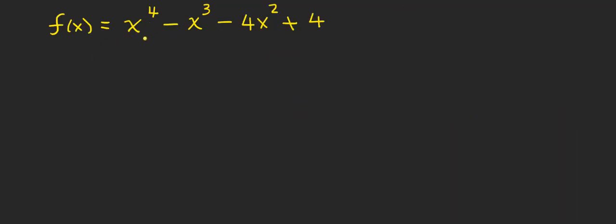Now we have f of x equals x to the 4th minus x cubed minus 4x squared plus 4. So how can we graph this polynomial? First, let's look at the end behavior. Degree is 4, which is even, and the leading coefficient is positive 1. Therefore, you know that our end behavior will look something like that. It's going to go to positive infinity as x goes to negative infinity. And as x goes to positive infinity, f of x will go to positive infinity as well.